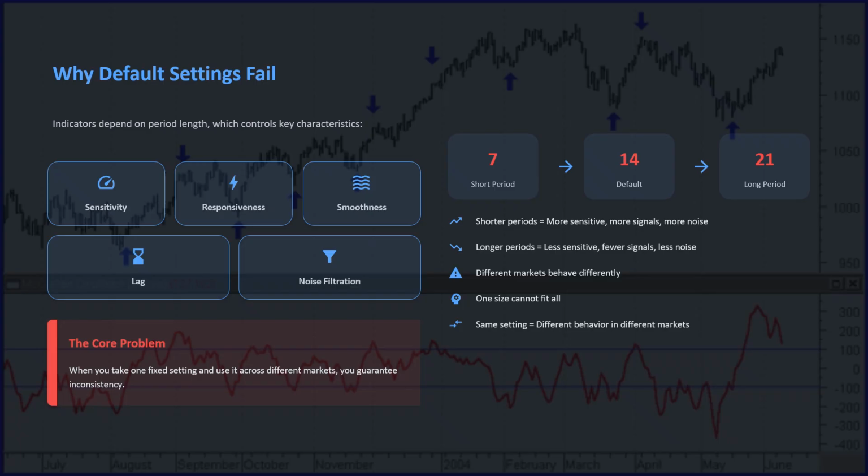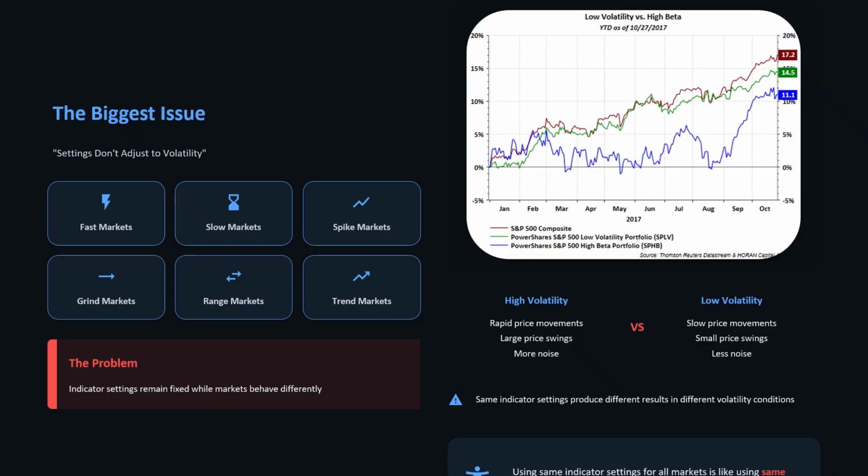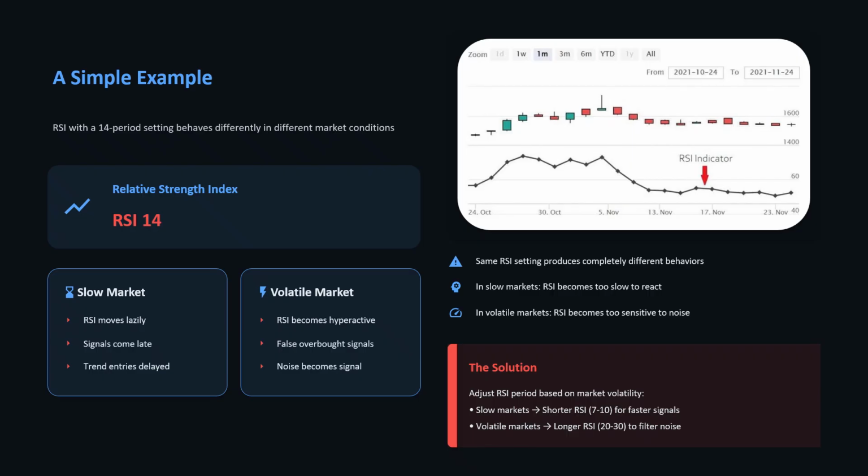Let's break it down with real logic. Different markets behave differently. Some move fast, some move slow, some spike, some grind, some range, some trend smoothly, but indicator settings remain fixed. That's like using the same shoe size for every person. It simply doesn't work. Let's imagine a trader is using RSI with a 14 period setting.